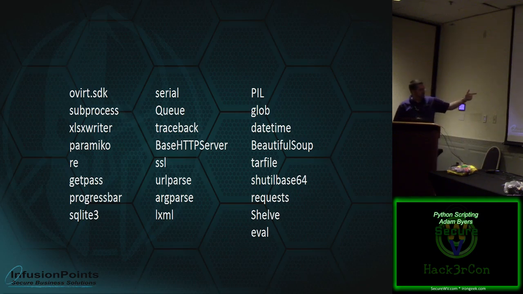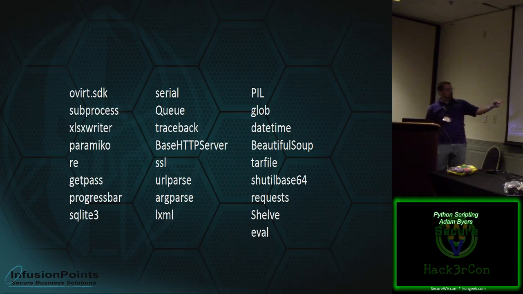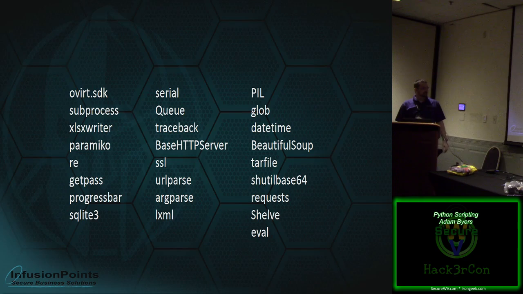Paramiko, re, getpass. If you want to securely get someone's password in the command line, getpass, and then store that into a variable. Progress bar, SQLite3. I mean, you don't need me to read all these, but lxml is really good for parsing XML. I use it for HTML. A lot of people swear by Beautiful Soup, but I took a little bit different direction there. Shelve allows you to store Python dictionary type objects into a file. So it's kind of like SQLite3, but you're storing that. You can retrieve it as a dictionary. It's pretty sweet.